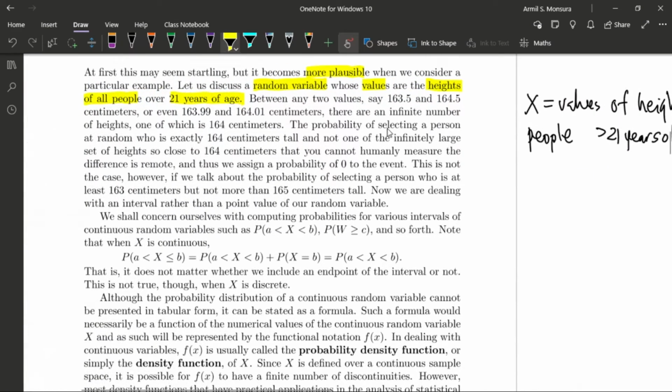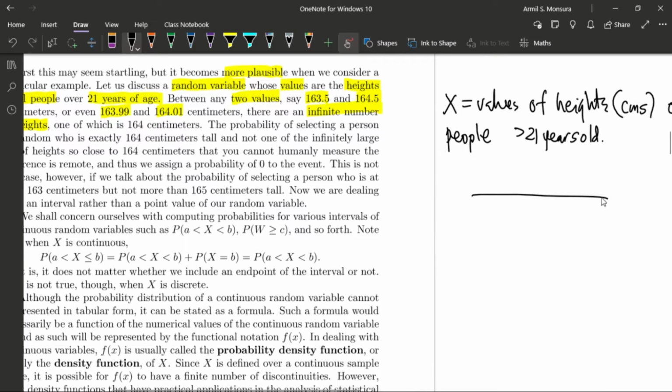Yan. So, yan yung representation ng random variable X natin. Okay. Now, if you consider any two values, say 163.5 centimeters and 164.5 centimeters, or even a very small interval na 163.99 and 164.01 centimeters, there would be an infinite number of heights. Okay, yun yung sinasabi ko before. Even for a continuous variable, even if maliit lang yung interval na pinag-uusapan natin, the values in between this interval are infinitely many. So in between 163.99 and 164.01 centimeters, there are infinitely many values of heights here.